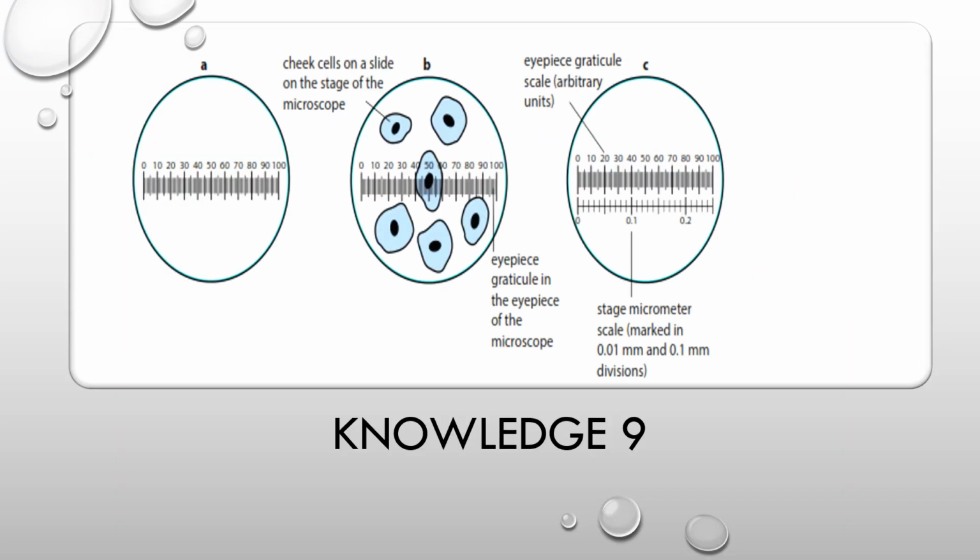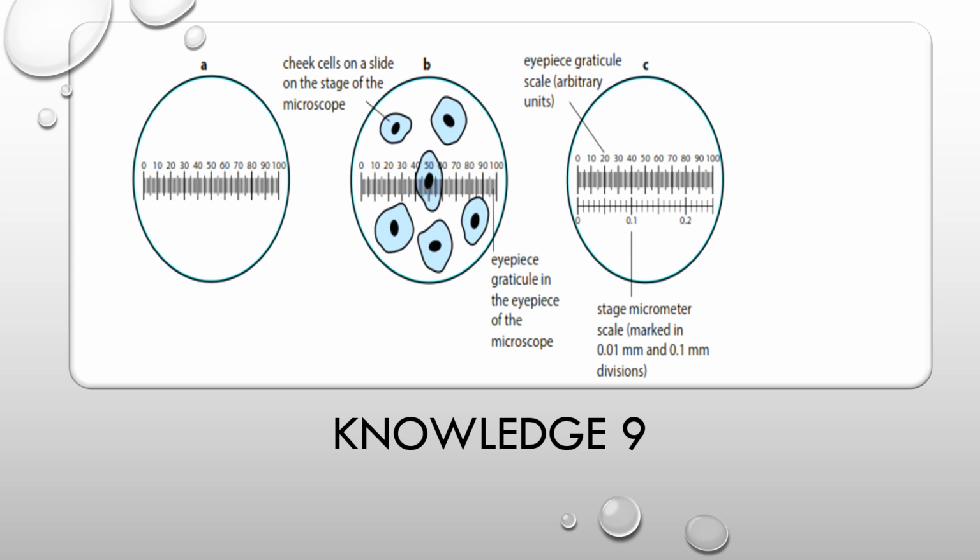All right, let's quickly look at it. If you want to measure a cell, these are cheek cells. The first thing you do is use the eyepiece graticle, which is very tiny. See, 10 divisions from here to here. First of all, measure the size of the cell. From 40 to 50 is 10 divisions, and 50 to 60 is another 10, so that's 20.